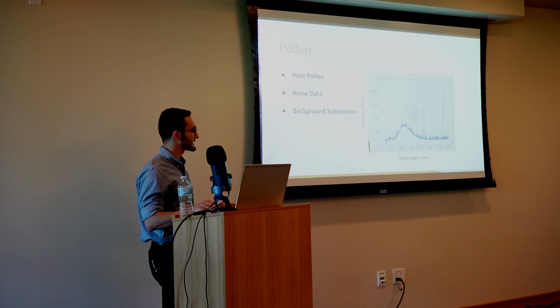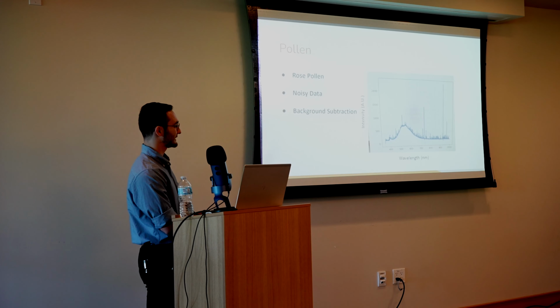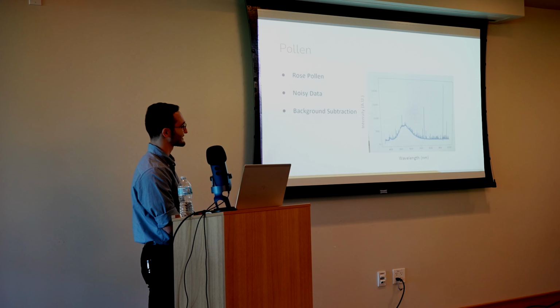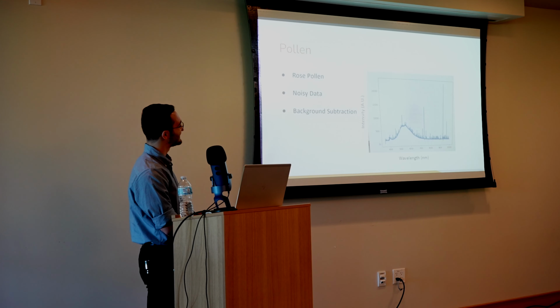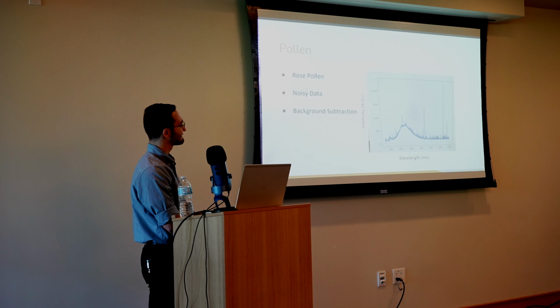So this was our first data point with the pollen. It took a little bit to get. I didn't explain the graph super well in the last image, but we're looking at wavelength on our x-axis and intensity on our y-axis. I apologize for the images being poor quality. Like I said, me and that computer don't really get along, so these are just pictures from the screen. Our pollen sample was rose pollen. And like I said, noisy data.